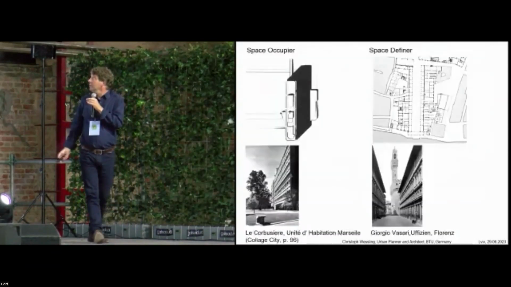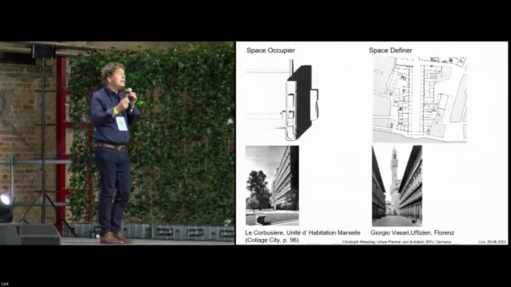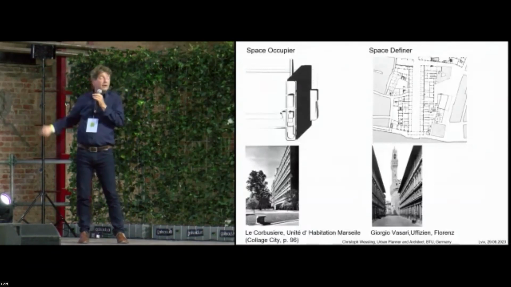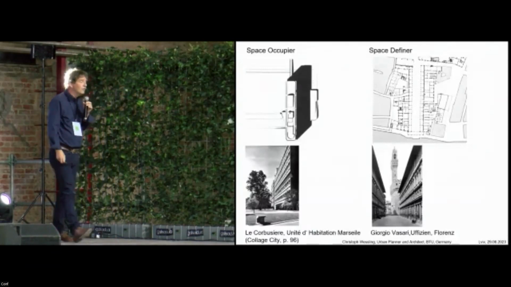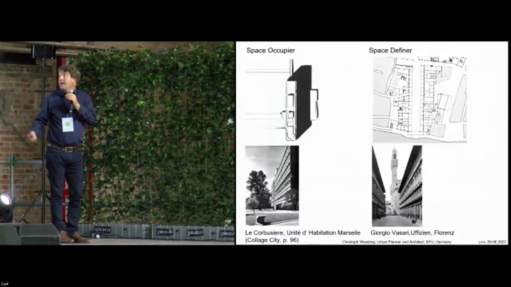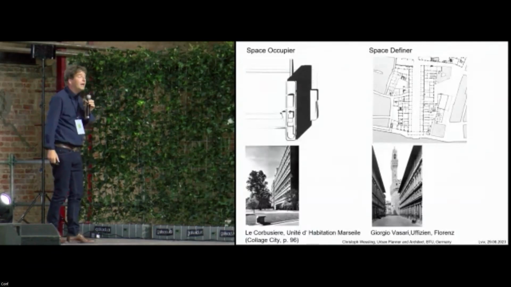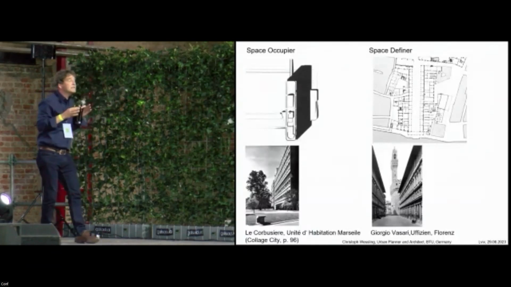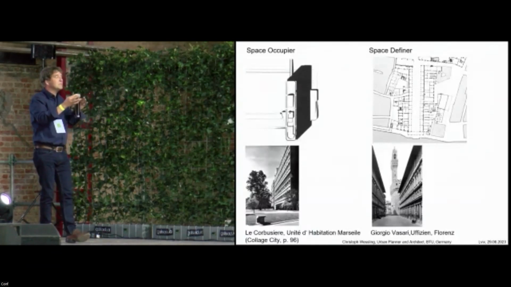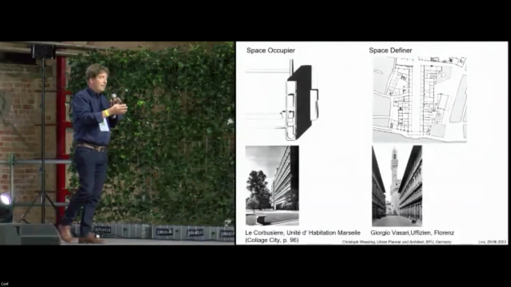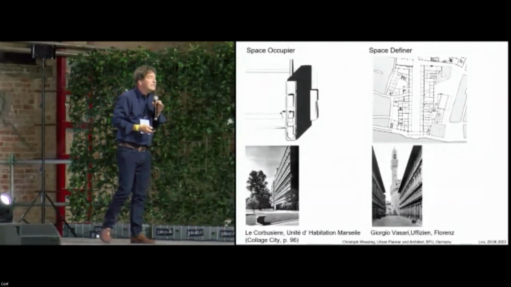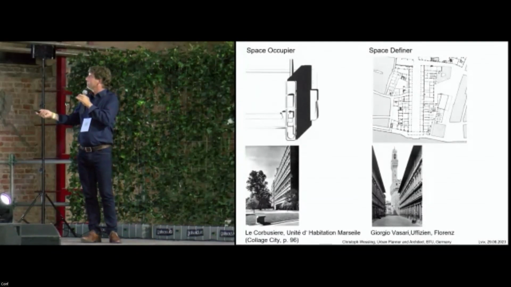And we can also compare this just on the building level. On the one hand side, you have the space occupier, like the Unité d'Habitation by Le Corbusier, and the Uffizi in Florence. They have the same size, but they are a space where the people are moving in. So, a totally opposite approach of dealing with our cities.